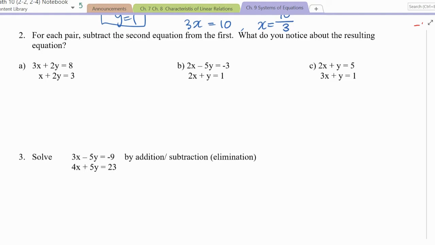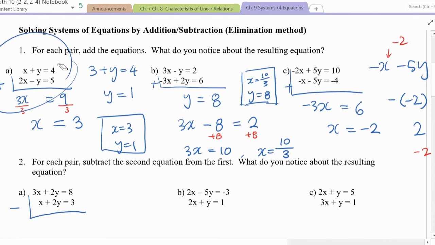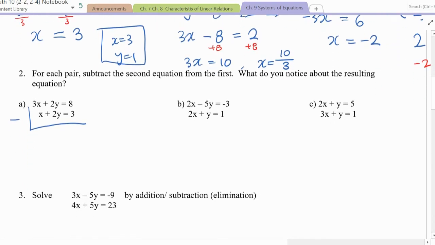The question asks you to subtract the second equation from the first. So the question is asking you to subtract. Let's try it. So let's subtract. Before, we added those two equations. This time we're going to subtract two equations.